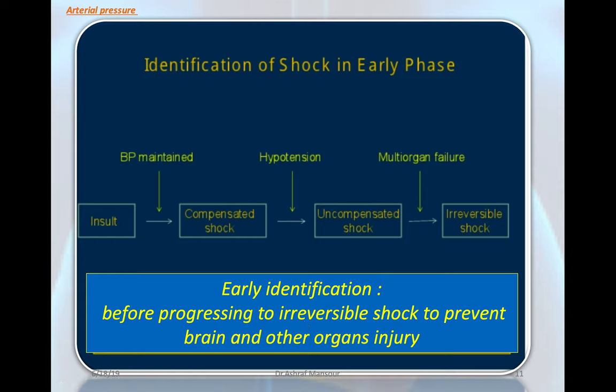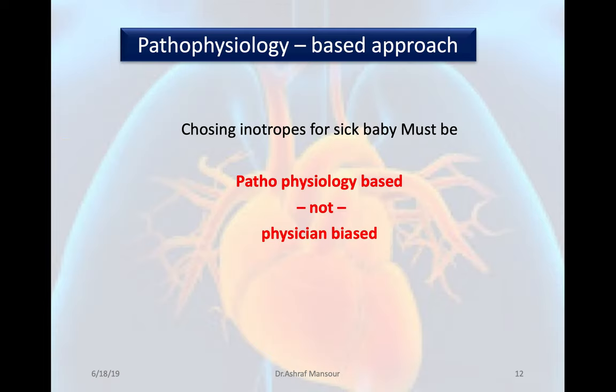So if you want to intervene, you have to intervene early, at the insult, by treatment of the insult, like sepsis, for example, or like volume if the baby has hypovolemic shock. If you cannot treat as early as the insult, then you have to treat during the compensation. Don't wait for the uncompensation.